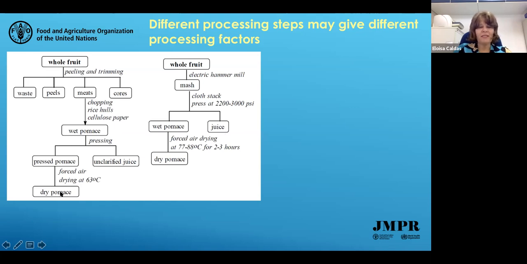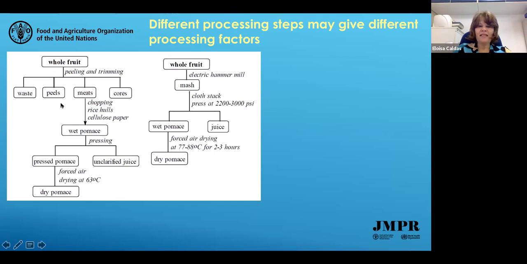This dry pomace is used as a feed commodity that can be fed to the cattle, and it will be considered in the dietary burden of the cattle, which will impact the final MRL of animal commodities, and that we're going to see in the next topic.